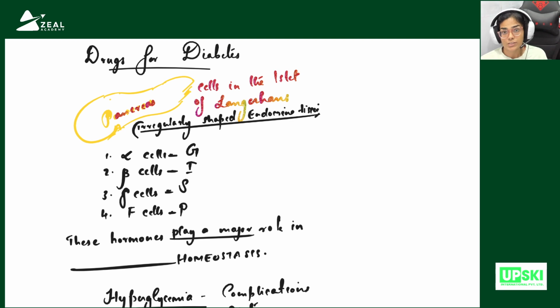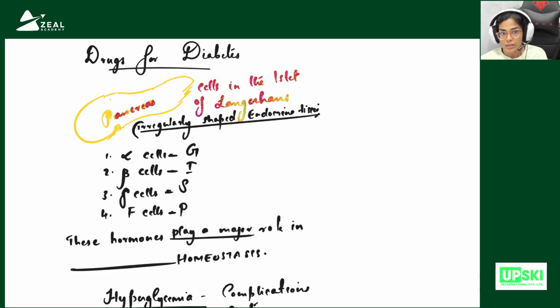In the pancreas, we have certain types of cells in the islets of Langerhans. Islets of Langerhans basically are endocrine tissues. Endocrine tissue means they secrete or release hormones into the bloodstream. So the cells in the islets of Langerhans, inside the pancreas, are the locations.